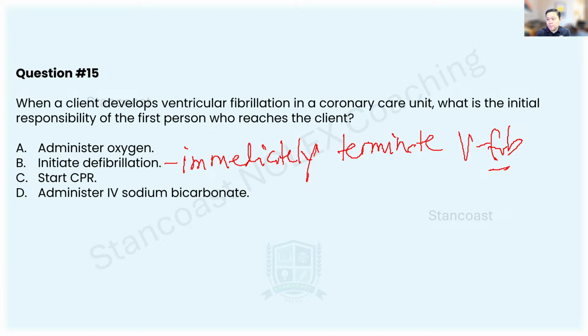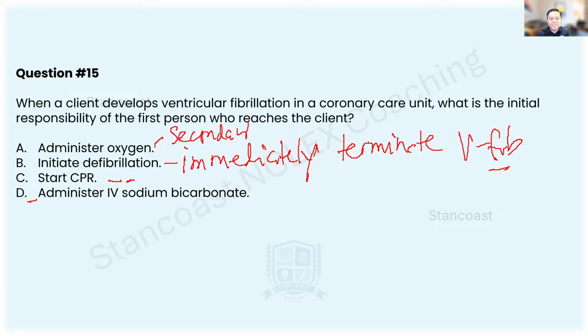All right. So we want to make sure that we are treating this with the initiation of the defibrillation. If you're administering the oxygen first before defibrillating the patient, then you are delaying the intervention. So that should be secondary. You can do the CPR if there is absence of the defibrillator, or if the defibrillator is not available yet. So you will reserve this as a secondary option.